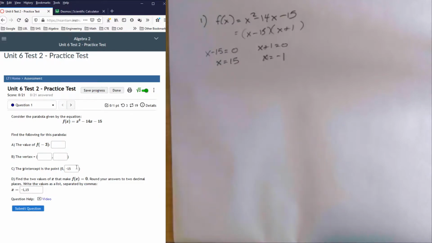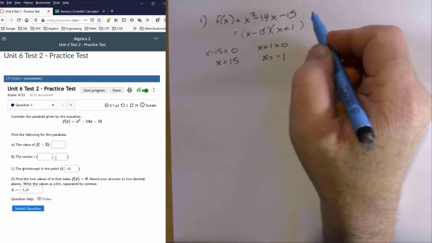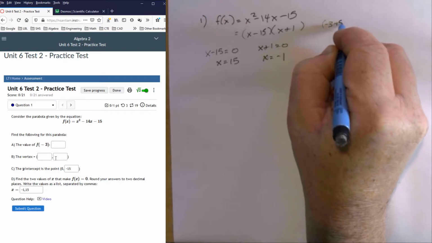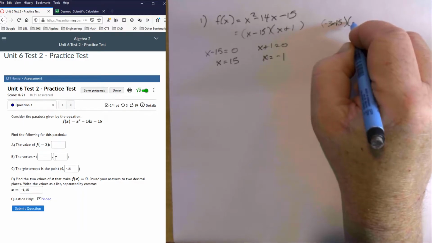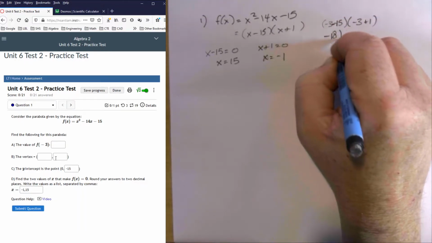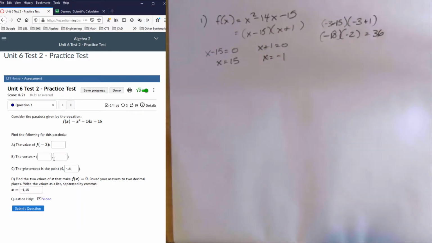Okay. So the other two, I can calculate those, and it's not a difficult thing to do. If I look at my factored form here, if I put in negative 3, I would have negative 3 minus 15 times negative 3 plus 1. That would give me negative 18 times negative 2. That would give me positive 36. So when I put in negative 3 for x, I should get positive 36 as an answer.